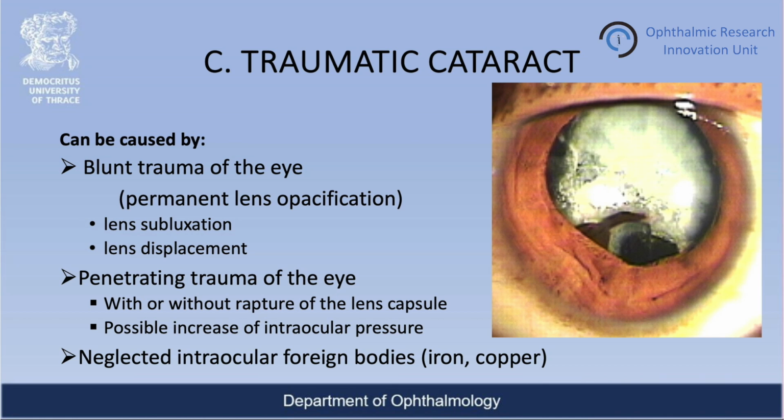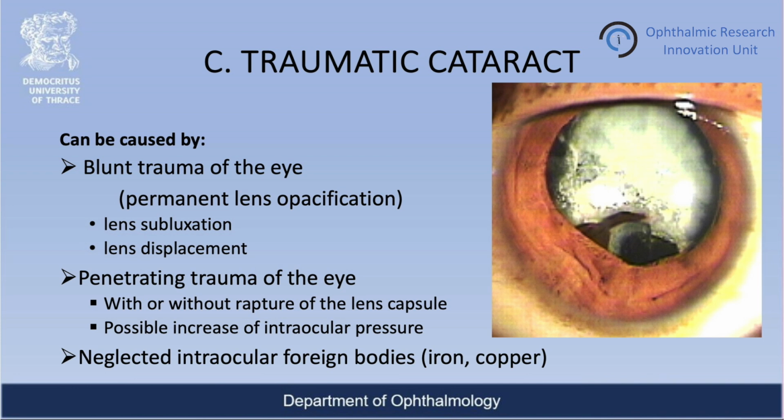When harmful physical factors affect the crystalline lens for a variable period, a traumatic cataract may develop. It can result from a blunt eye injury, leading to permanent lens opacification, which may also be accompanied by lens subluxation or displacement. The initial clouding may remain stable for many years or progress slowly. On the other hand, in cases of penetrating eye injuries, cataract can be formed without a rupture of the lens capsule, although it always occurs when the capsule is ruptured.